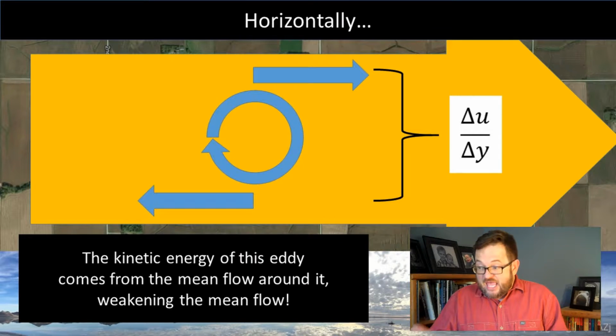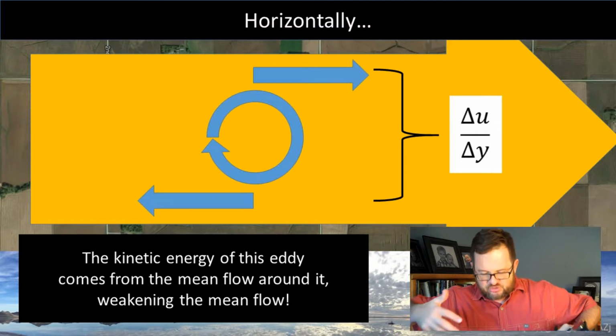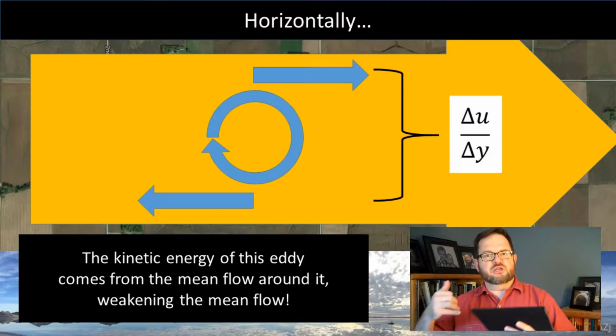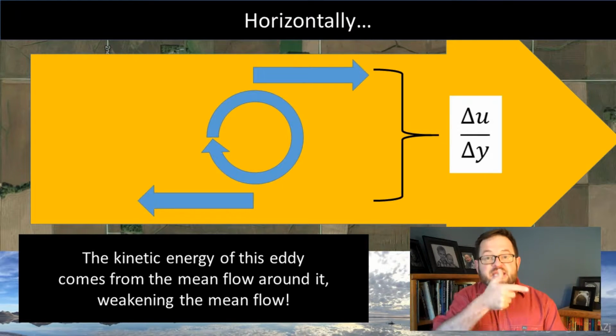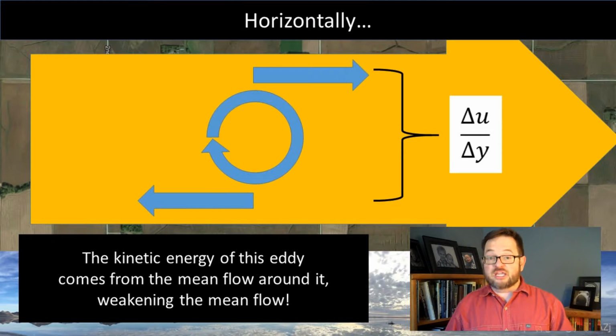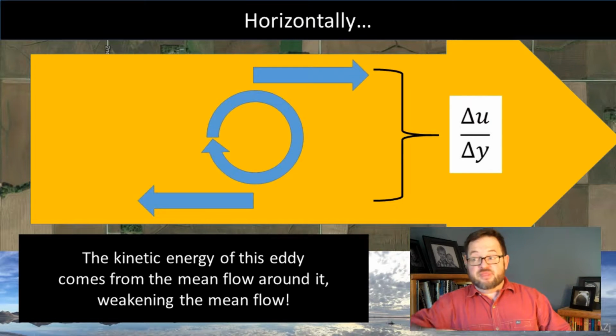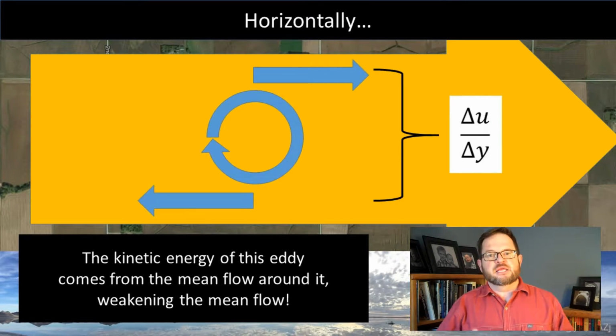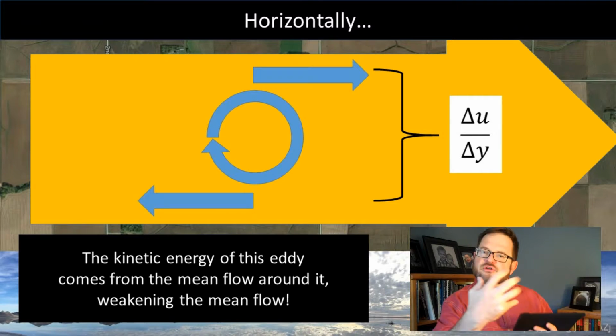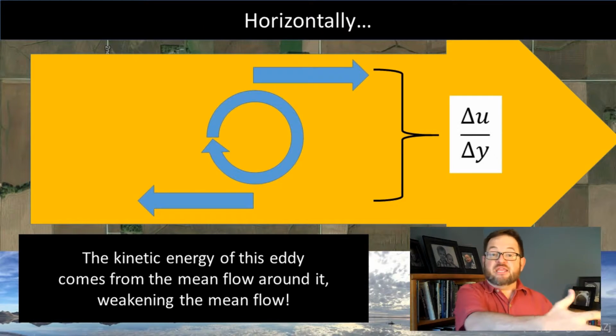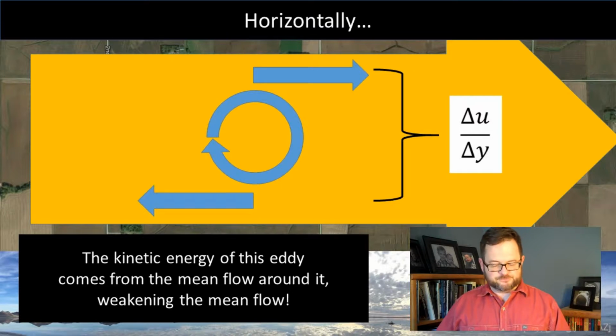That eddy has kinetic energy. There is actual mass in motion, 1/2 mv squared. There is kinetic energy here in this eddy. Where did it get it? It got it from the mean flow around it. The eddy got its kinetic energy by weakening the mean flow around it.